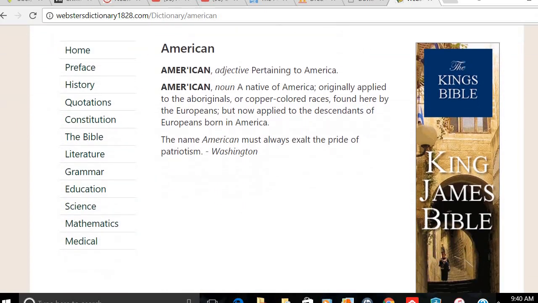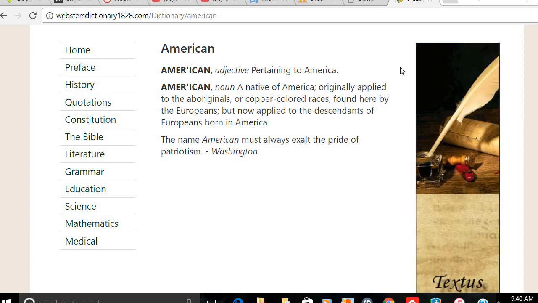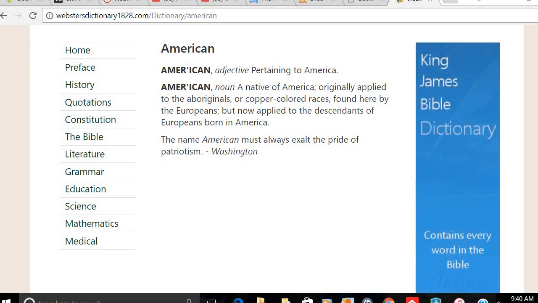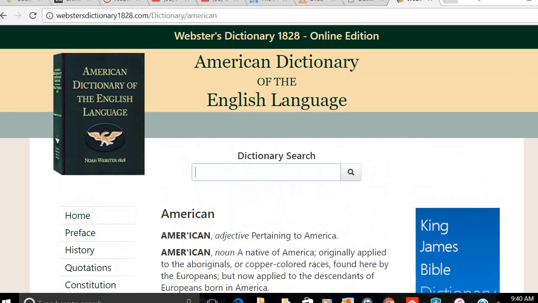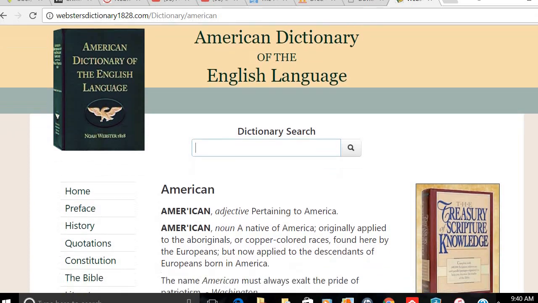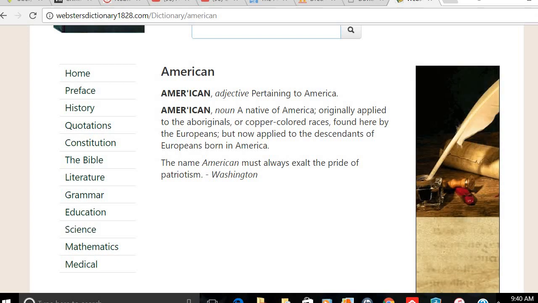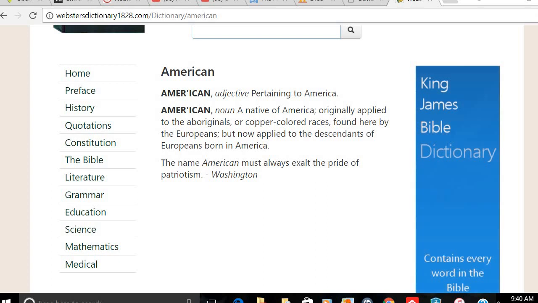Okay, look at the date of the dictionary. My scholars and my people who are going to come here with the nonsense: Webster 1828. Okay, all right. So it's a Native of America. We're looking at a noun. So that's a thing, I mean, that's a person, place, or thing. All right. So a Native of America originally applies to the Aborigines or copper-colored races found here by Europeans, but now applies to descendants of Europeans born in America.